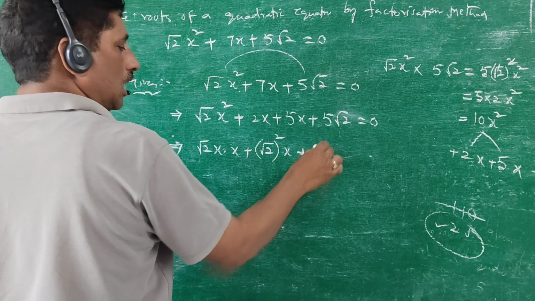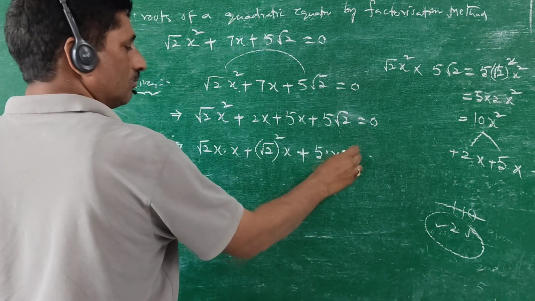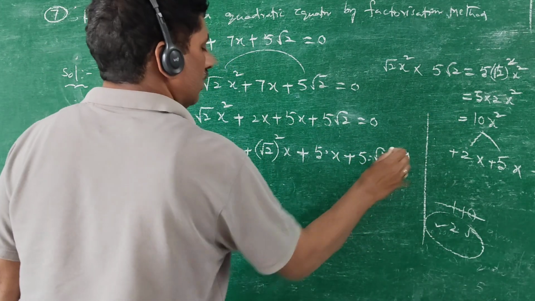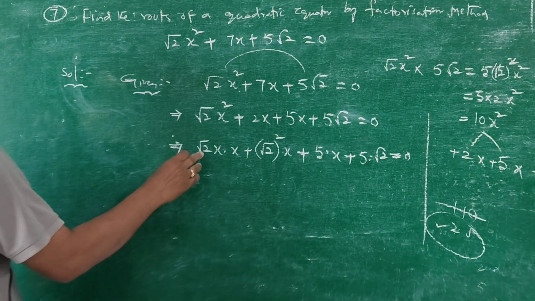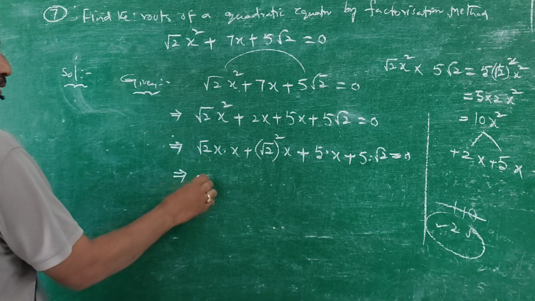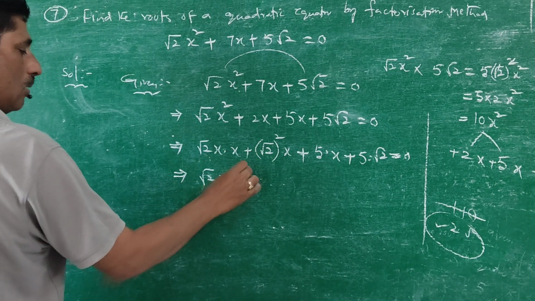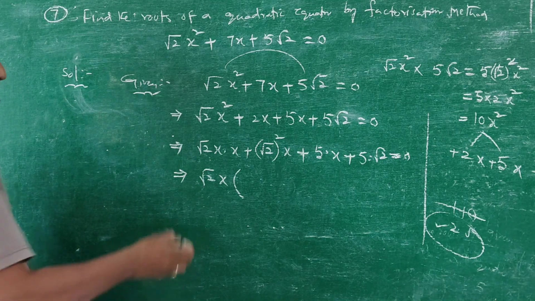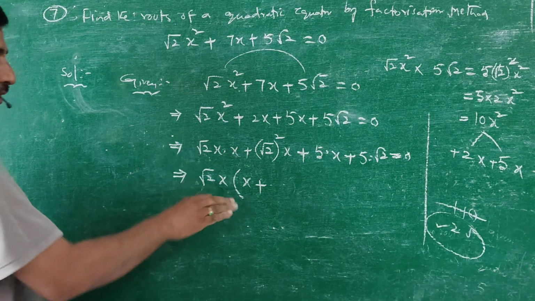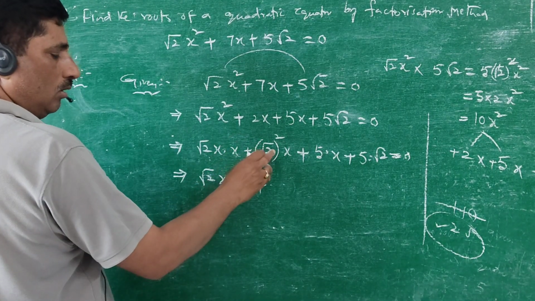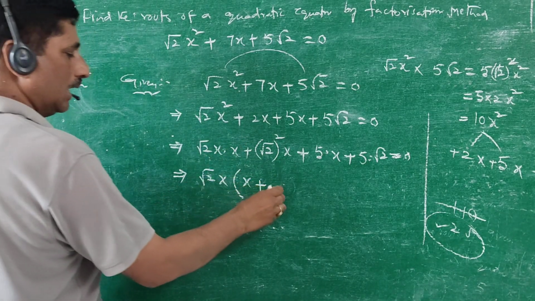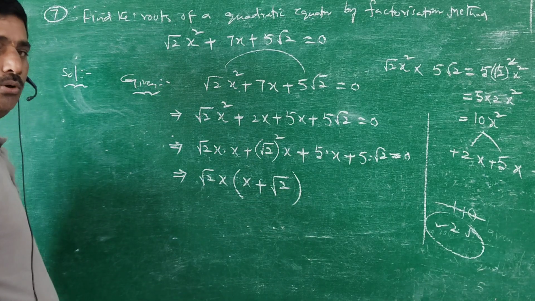Plus, in those two terms 5 is common. I can write 5 into x for this term, and for this term 5 into root 2, equals 0. Now in those two terms root 2 is there, and in this term also root 2 is there. Now x is also there. X is common, so root 2x is common. After taking root 2x common, in the first term I have plus x only, the remaining terms. Already root 2 is a whole square, so there are 2 root 2s. When I take 1 root 2 common, what is left is another root 2 itself. So like this.